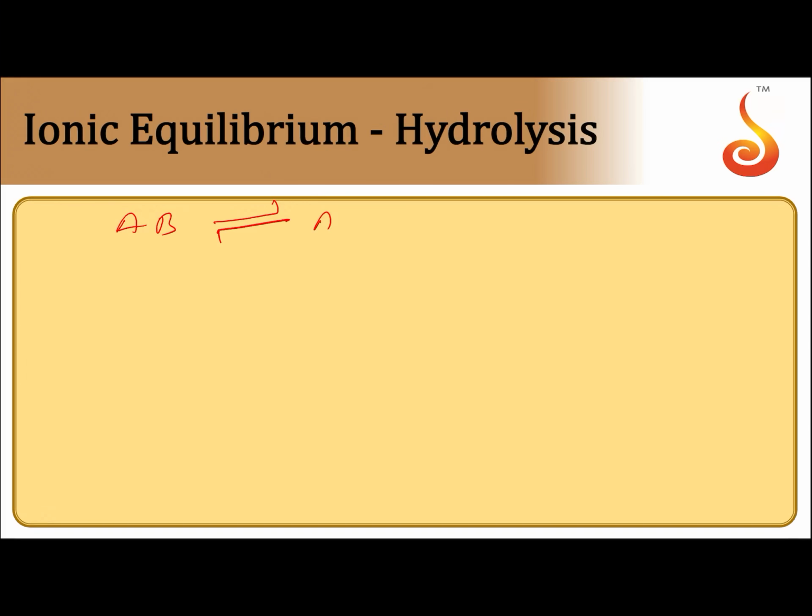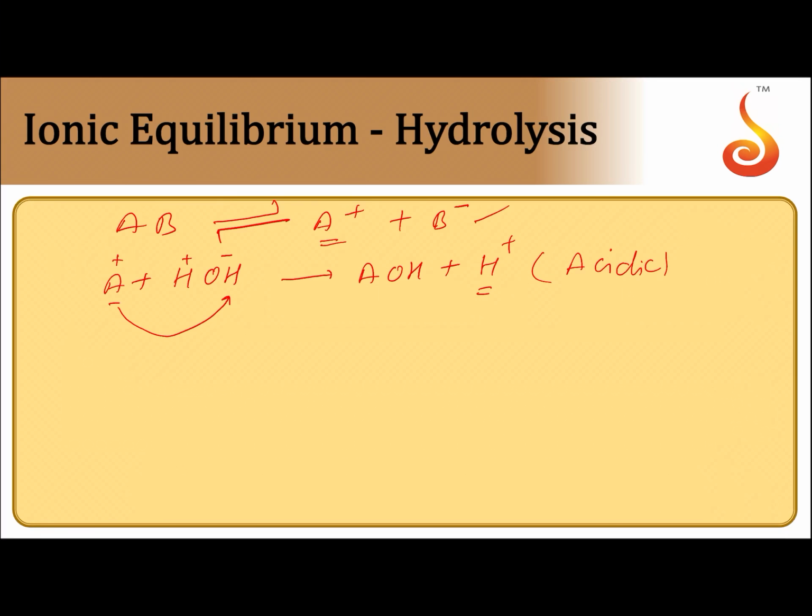dissolved in water, it first of all undergoes ionization, suppose giving A plus and B minus. Suppose A plus is a strong conjugate ion. So A plus reacts with water, HOH, let us take H plus and OH minus. A plus will react with OH minus, it forms AOH and releases H plus ions, meaning the entire solution is going to be acidic in nature.